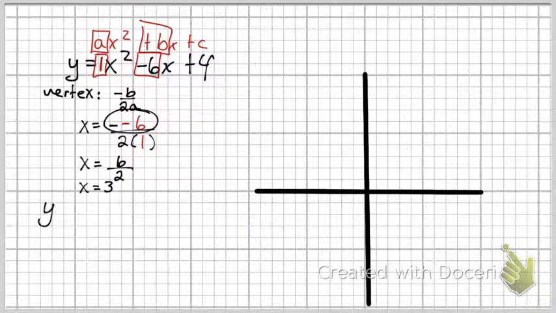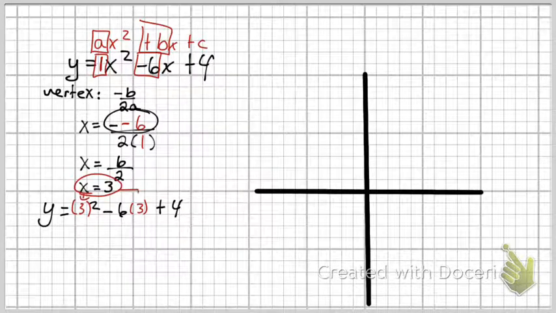Now we take our equation, y is equal to x squared minus 6x plus 4. So that's the equation I was given at the very beginning. And for x, I'm going to use 3, which was the answer that we just got. And at which point I'm going to work it out. So 3 squared is 9. 6 times 3 would be 18 plus 4. I continue to work that out, and I get negative 5.